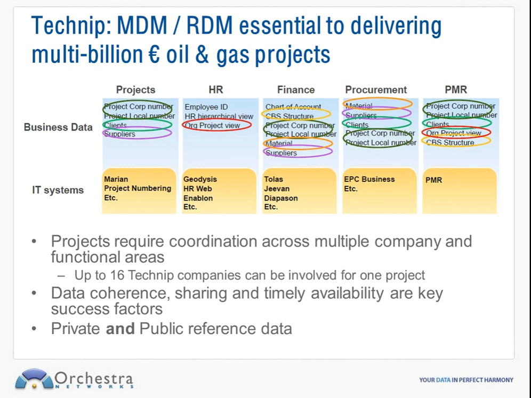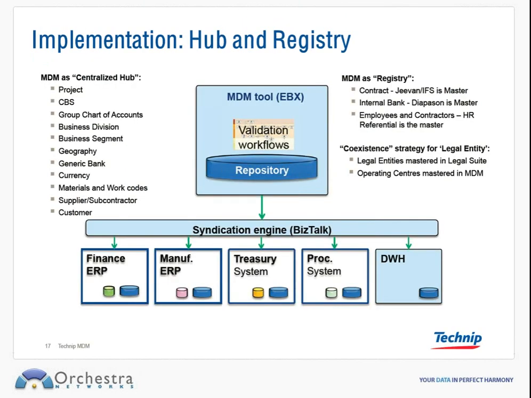So simple reference data such as geographies, currencies, but then also some more complex ones, such as chart of accounts, business divisions, business segments, where they had to deal with hierarchies and adaptations to those hierarchies. And then at the same time, they were also using it as a consolidation point for HR information and for some of the contract data that was coming from other systems. So it wasn't just a hub, it was actually hub plus registry. And this is how it was implemented.